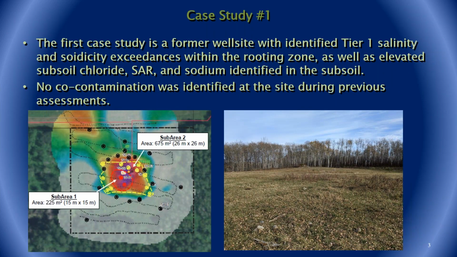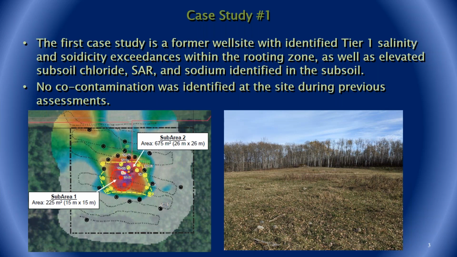So the first case study is a former well site with identified tier 1 salinity and acidity exceedances within the rooting zone, as well as elevated subsoil chloride, SAR, and sodium identified in the subsoil. At this site, there was no co-contamination identified during previous assessments. The constraining SST guidelines for the site are for the rooting zone and freshwater aquatic life pathways.